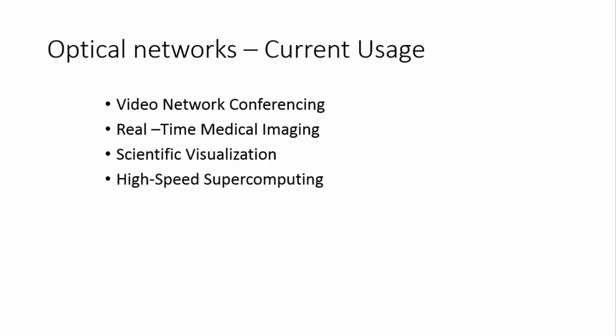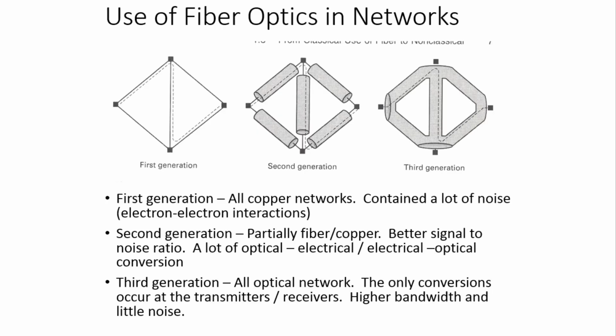First of all, we are going to see optical networks and their current uses. Video conferencing, real-time medical imaging, scientific visualization, and high-speed supercomputing. These are the uses of the optical network in the current scenario. Now, uses of optical fiber in networks: first generation, second generation and third generation. These are the three different types of generations.